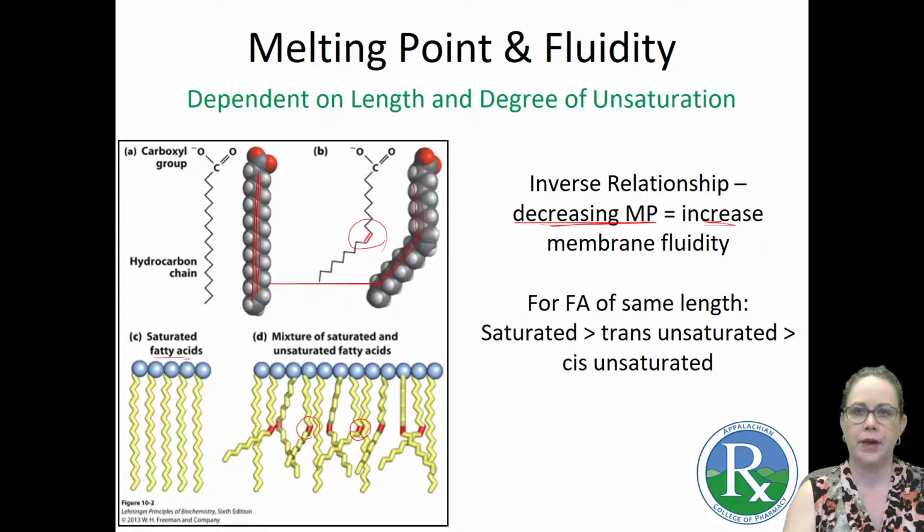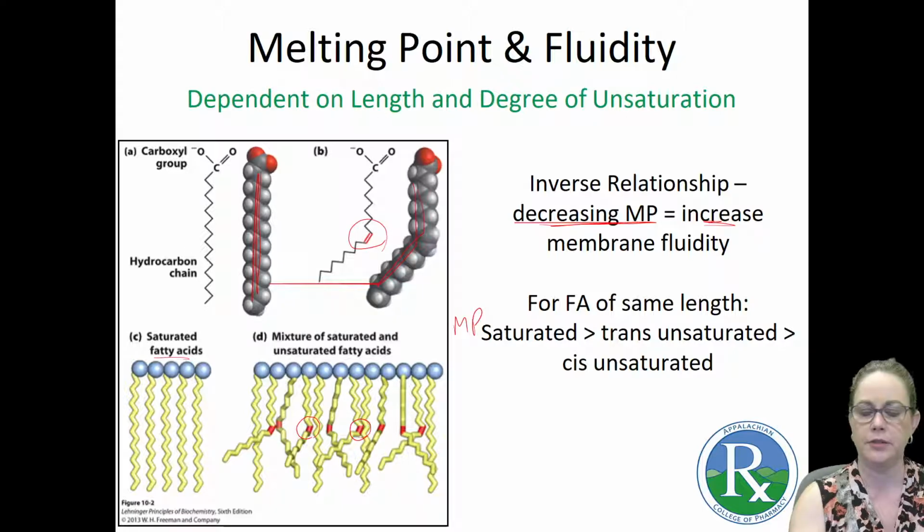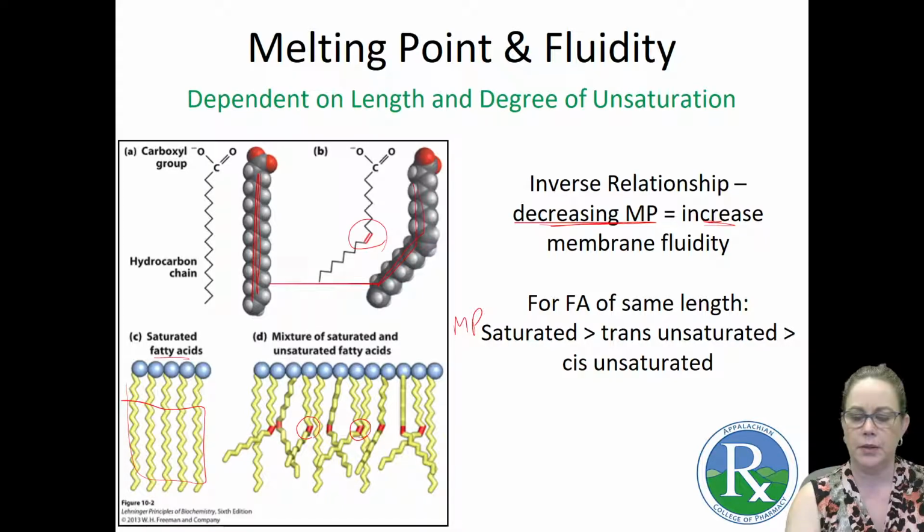If you were to compare fatty acids with the same overall length, the same number of carbons, what you'd see is that a saturated fatty acid would have the highest melting point due to the ability of these hydrophobic tail groups to pack very nicely together with one another. That would be followed by a trans unsaturated double bond. Those are less common. What we're more commonly going to see is the cis unsaturated double bonds. So those would have the lowest melting point or highest membrane fluidity.